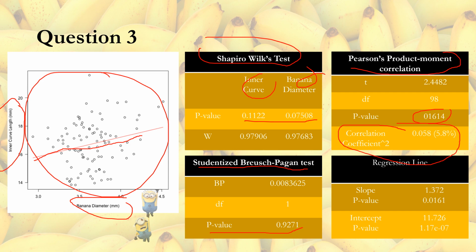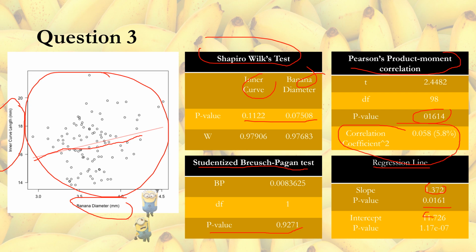Also, going back to the scatter plot, the diagonal red line that we observe in the graph represents the correlation of the banana's inner curve length and the banana's diameter. The slope was 1.372, which was significantly different than 0, as the p-value is 0.01, which is less than 0.05.